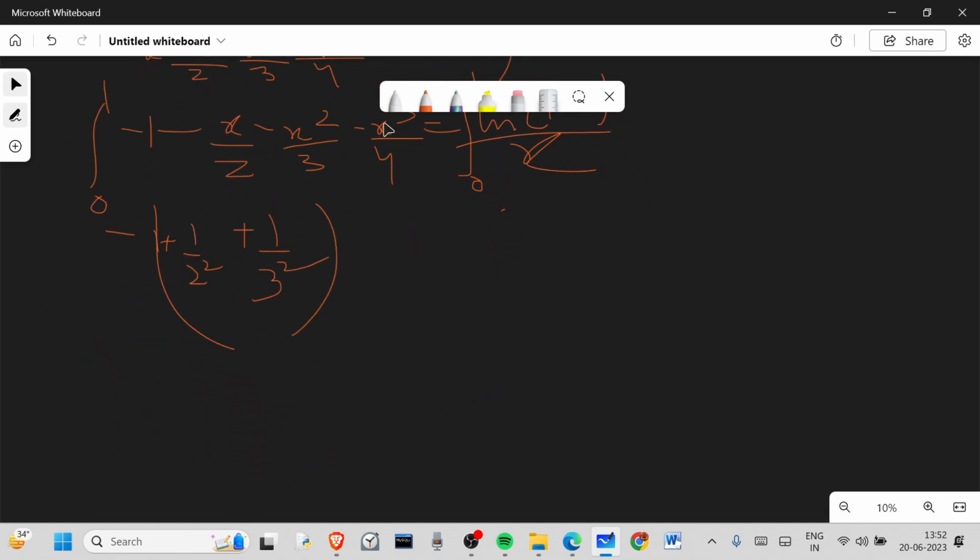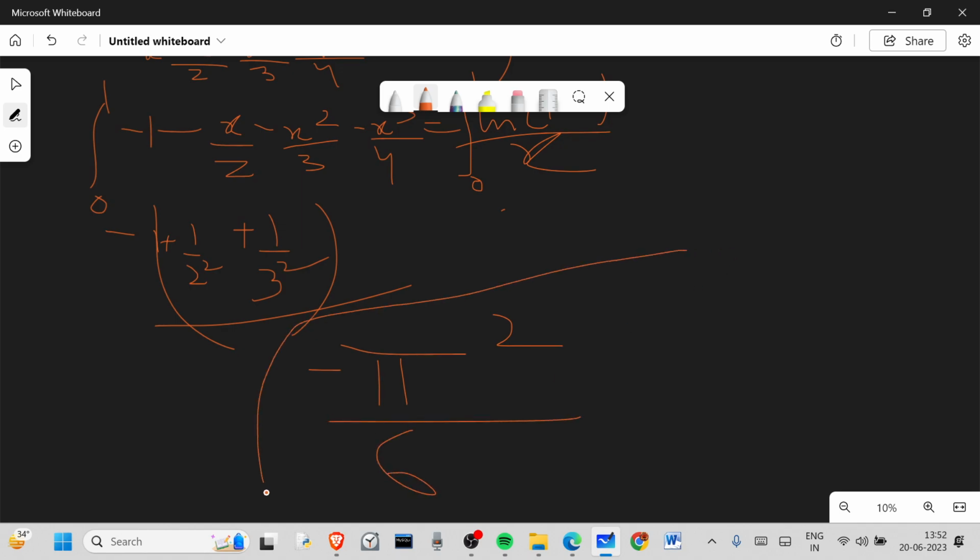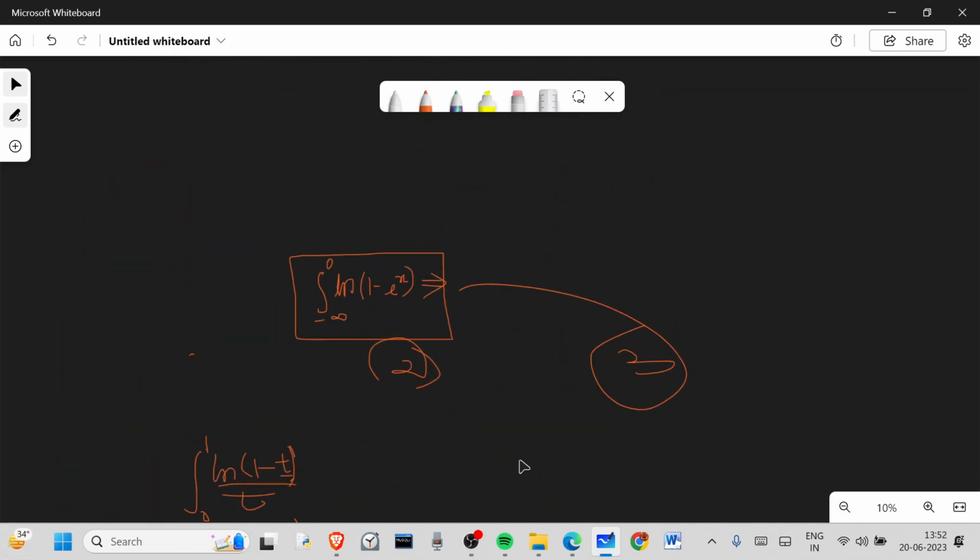And what we know, with the grace of Mr. Euler, is that this is pi square by 6, the famous Basel problem. Minus pi square by 6 is the answer. Isn't it interesting? It is very much.